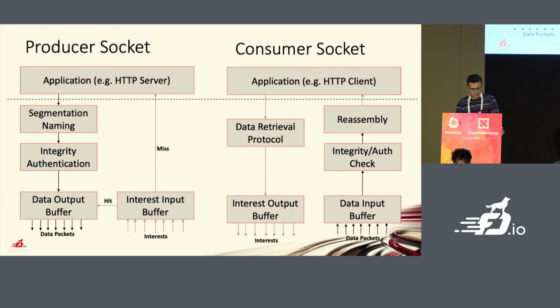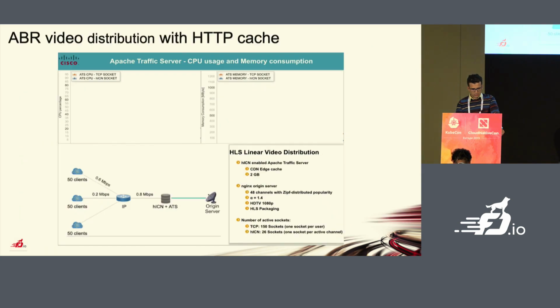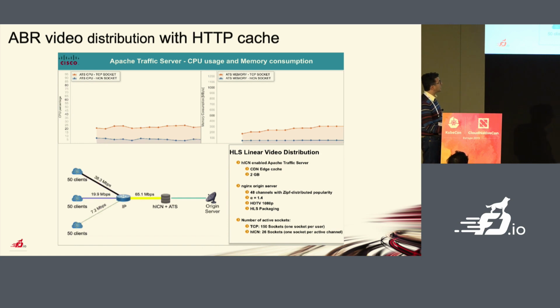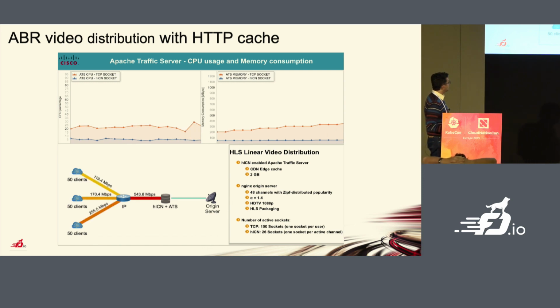Let me skip very quickly to a very short demo here. So this is an example where I show the current prototype where we are running a typical pipeline in HLS video distribution, where we essentially have an origin server, an Nginx origin distributing different live channels on HLS with packaging following the typical HLS live streaming packaging. I think it was 2 seconds packaging.